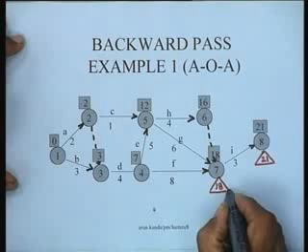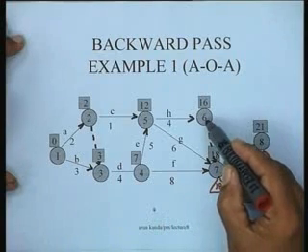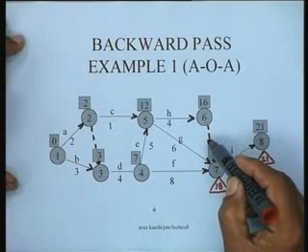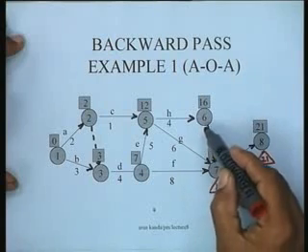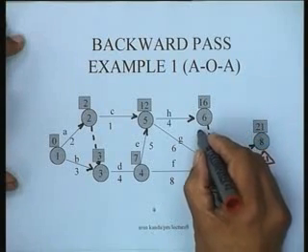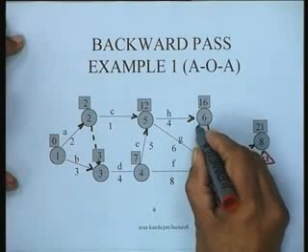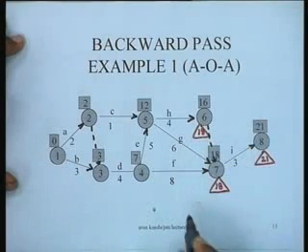So I could put this in the triangle here. Then we come to node 6. This value, this being a dummy activity, is 0. So 18 minus 0 is 18. So this particular value is just 18, and I put it in the box.